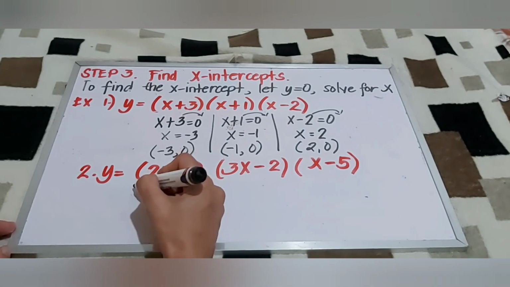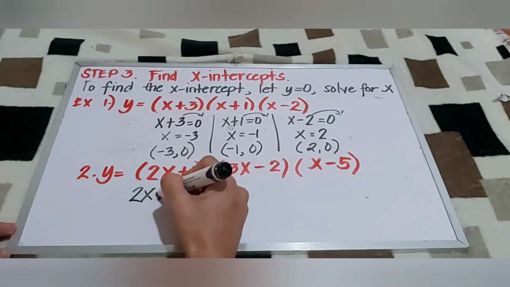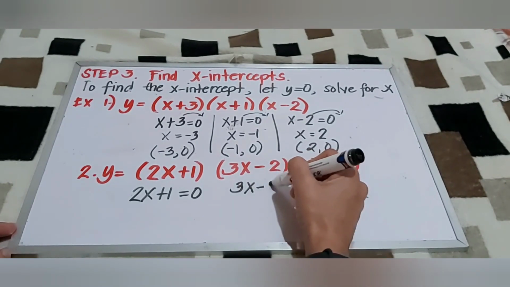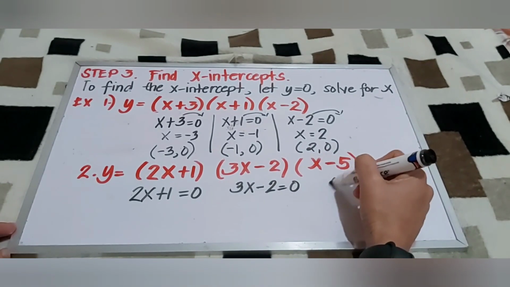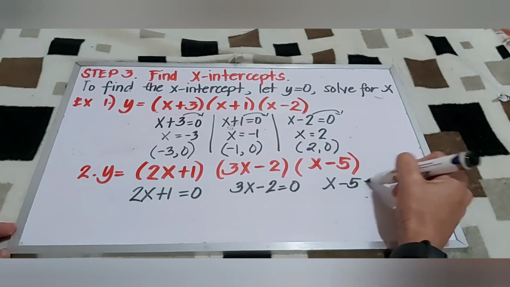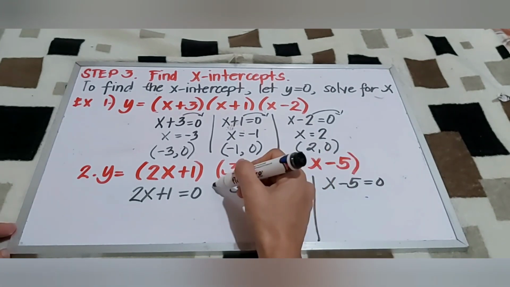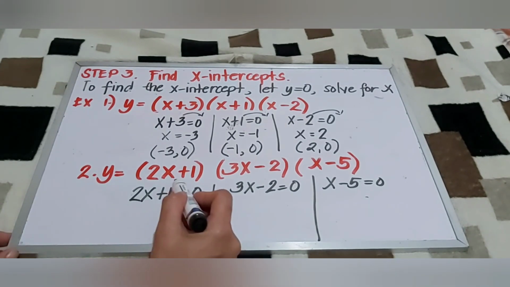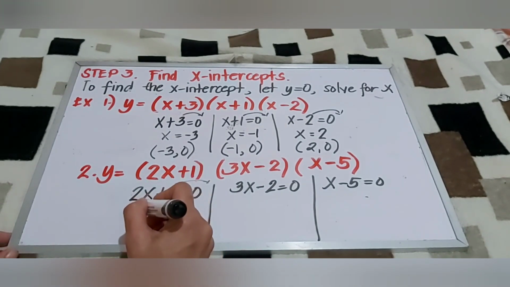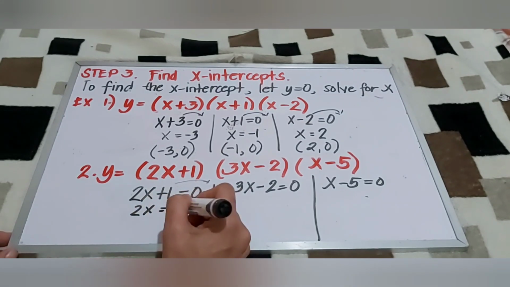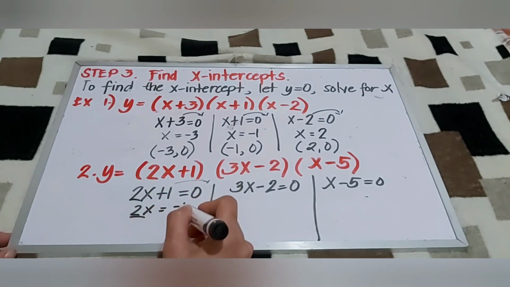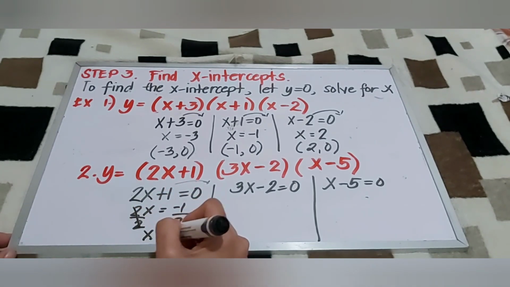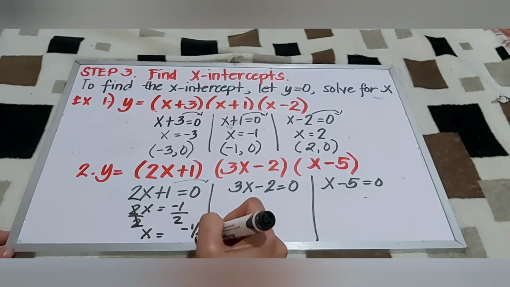So, pwede natin kunin ang mga factors. Equate natin lahat sa 0. Yan. Okay. Separate them with this line. Ayan. So, in this case, 2x plus 1 is equal to 0. When we transpose this, you will be left with 2x is equals to negative 1. And we divide both sides by 2. And then x is equals to negative 1 half.